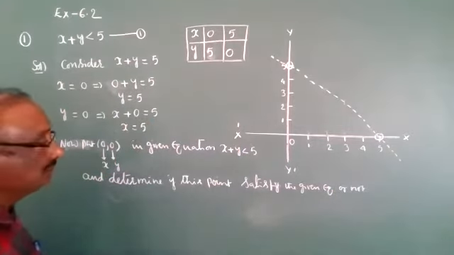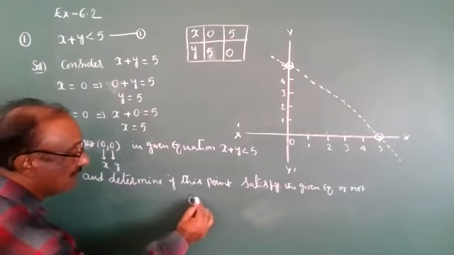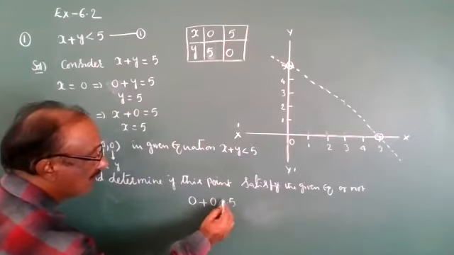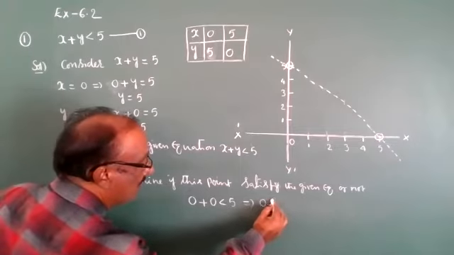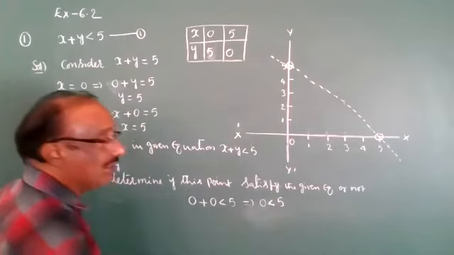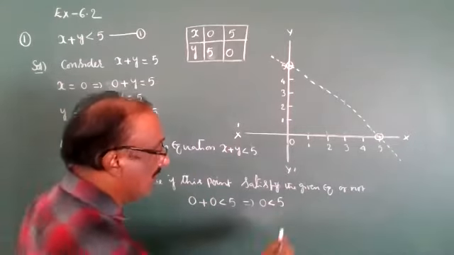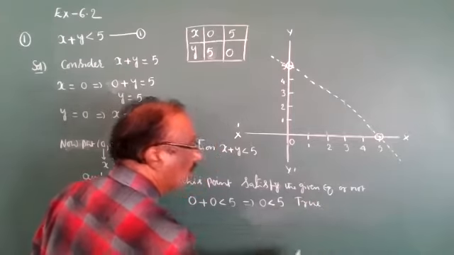Everyone see, I substitute 0 0 in this equation. X place is the 0, y place is the 0, less than 5. That is 0 is less than 5. True or false? See, 0 is less than 5. This is true.